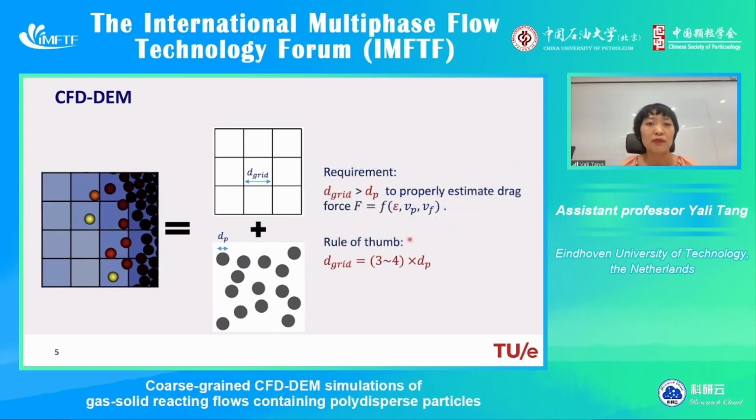A basic requirement for such a modeling method is that the size of the CFD grid needs to be larger than the particle size in order to correctly determine the solid volume fractions. That is essentially very important to properly capture the mesoscale structure. And we have a rule of thumb that usually the grid size is about 3 to 4 times the particle size.